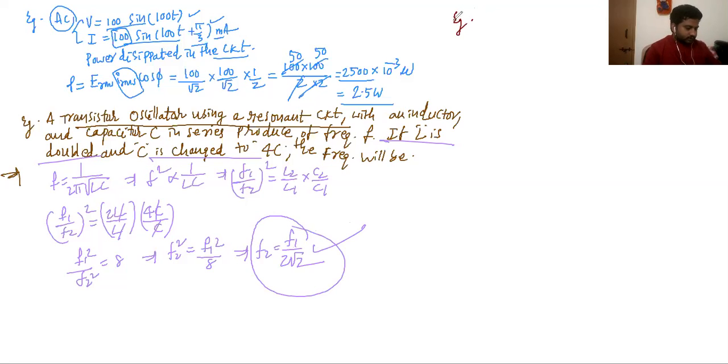Let's have a look at another question. Given the power factor is 1 by 2 in a series LR circuit, and given R is equal to 100 ohm, we need to find L. They have given F is equal to 50 hertz, my dear students. All right, so let's see.